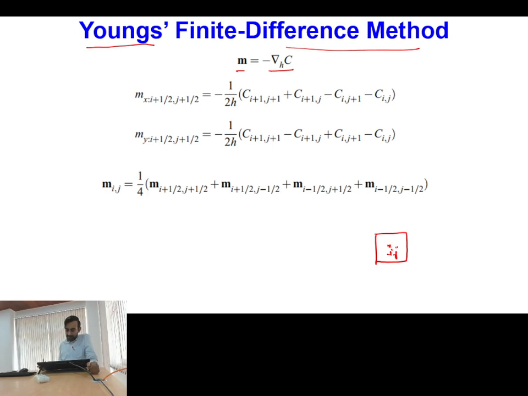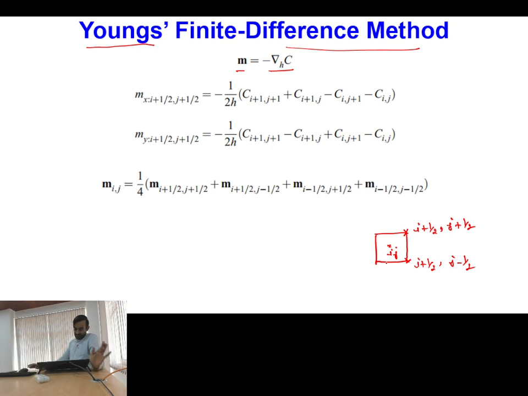Now if I take this particular corner, can you tell me what will be the indices of this corner? The indices of this corner will be i plus half and j plus half. The indices of this corner will be i minus half, j minus 1 by 2. Likewise, I can define the indices of all the corner points.